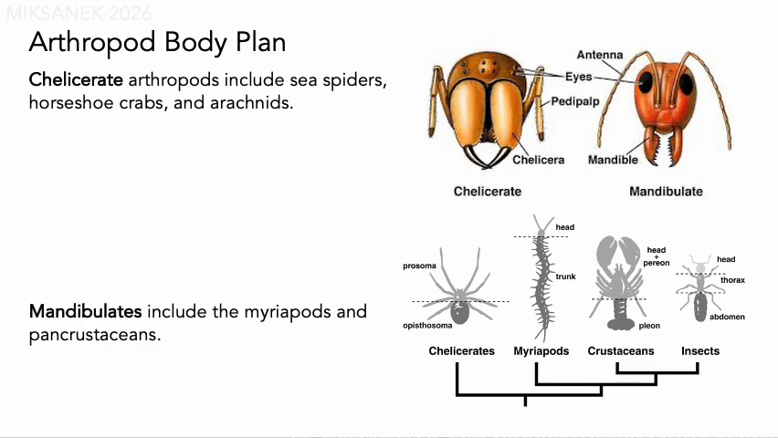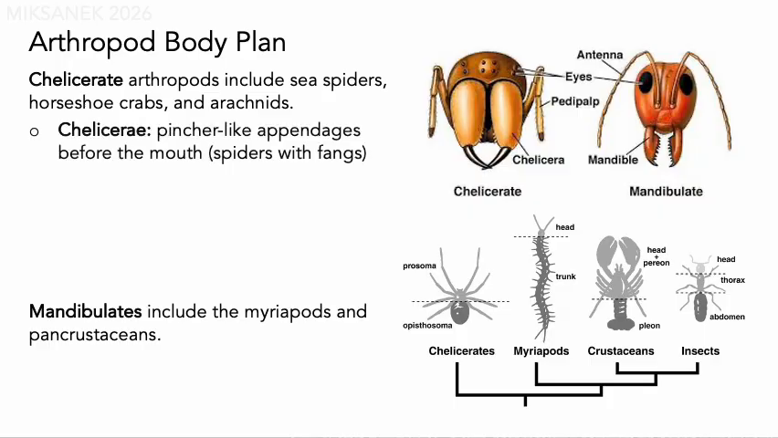With our first major branch there, the chelicerates, what defines them are these chelicerae, which are pincher-like appendages that arise before the mouth. And these chelicerae can be pretty highly modified in some groups. In spiders, they are equipped with fangs.